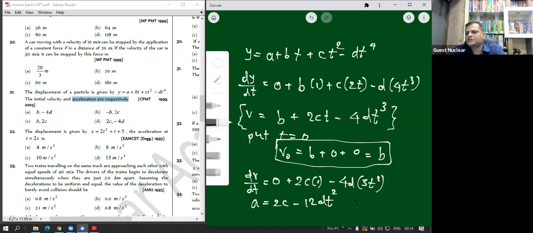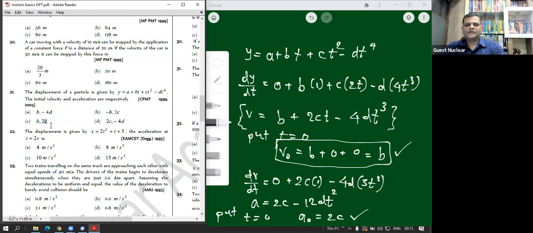This is the equation for acceleration, but again put t equal to 0 here because we want initial acceleration. So we get initial acceleration simply 2c, because this term is going to vanish as t is going to be 0. So we find that the acceleration is going to be 2c and the initial velocity is going to be simply b. So b and 2c must be the answer. Check. It is available in option number B here, C here. Okay, so C is the correct option: b and 2c. That's all.